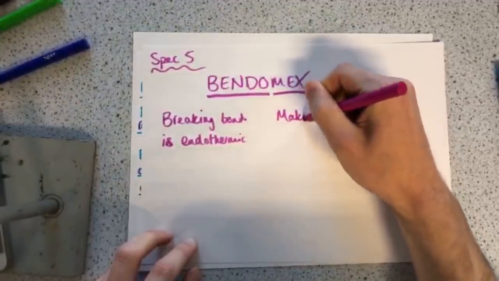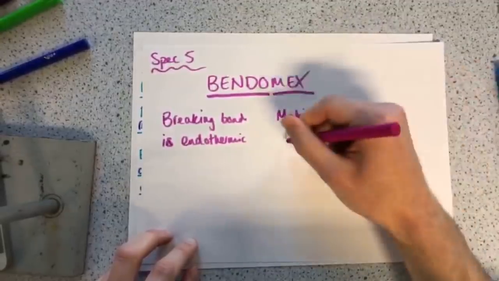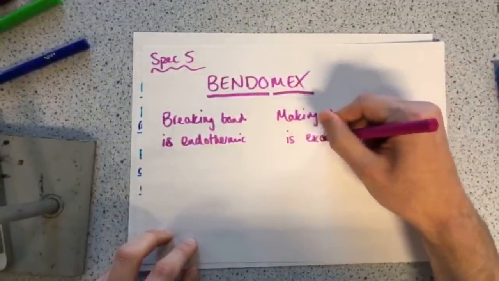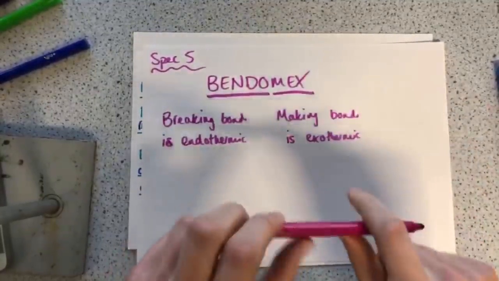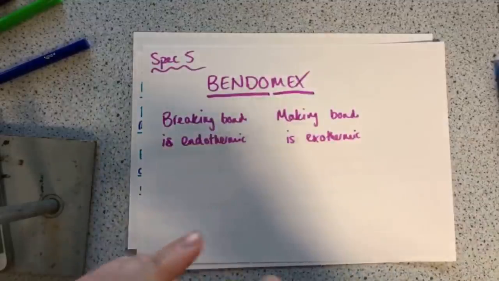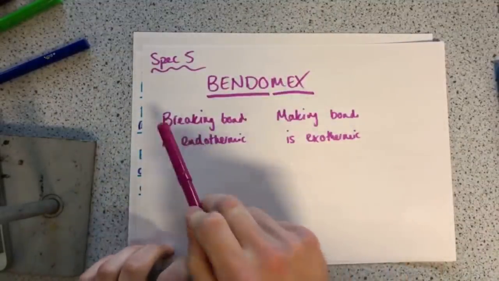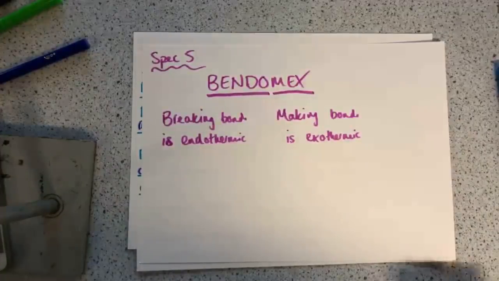Making bonds is exothermic. So if you think about that, if I tried to break this pen, that would require some energy, so therefore there'd be some energy absorbed and the pen would break. That would be an endothermic reaction, breaking bonds, and therefore the opposite, making bonds, is exothermic, and that is it for spec 5.